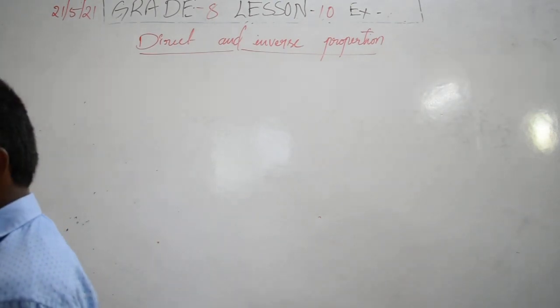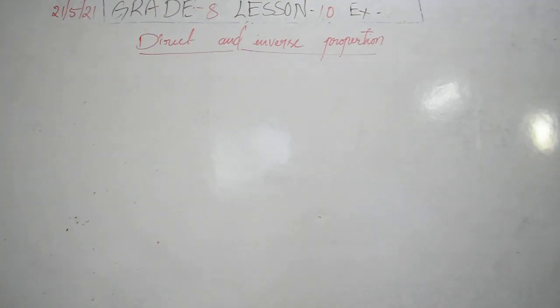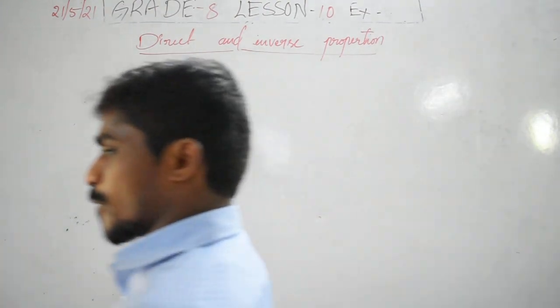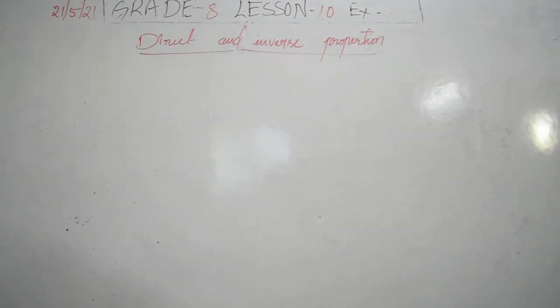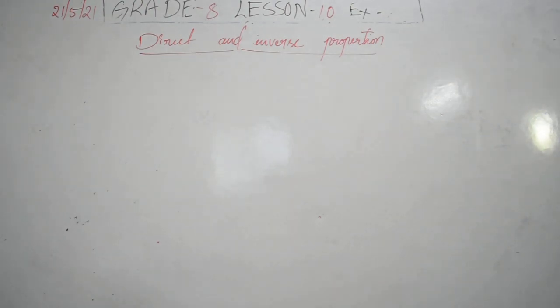What is proportion? See, two quantities we are comparing, that is a proportion. Like a ratio, division, proportion, these all are equal. We use the division symbol, that is a division. We use the fraction symbol, that is a fraction. We use the ratio symbol, that is a ratio. Proportion means any two quantities showing a result.